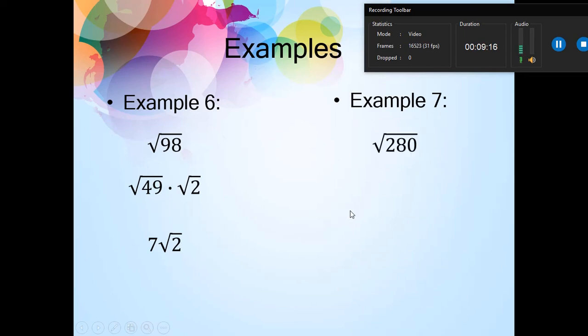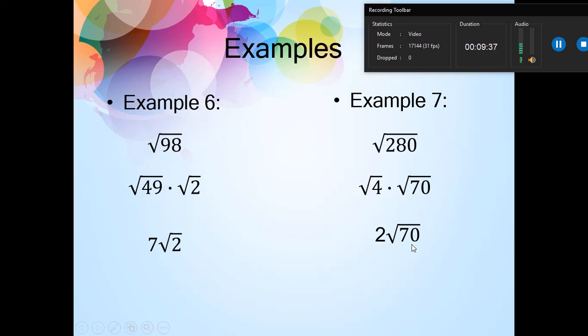In example 7, we have the square root of 280. When I look at it, I see 28 and 10, but neither of those is a perfect square. So I'm going to start simple. I know that 28 is divisible by 4. 4 is my perfect square, and it leaves 70 behind. So this simplifies to 2 radical 70.